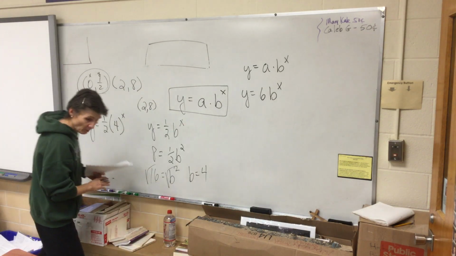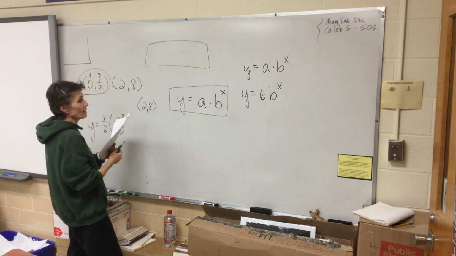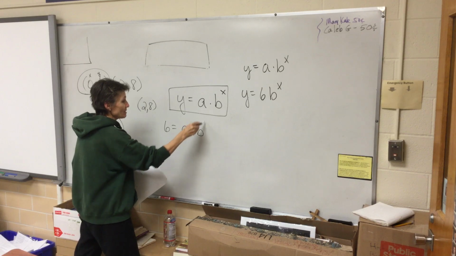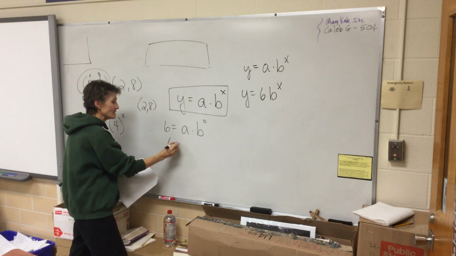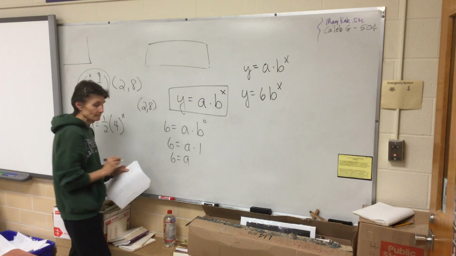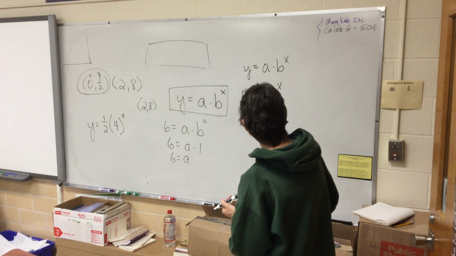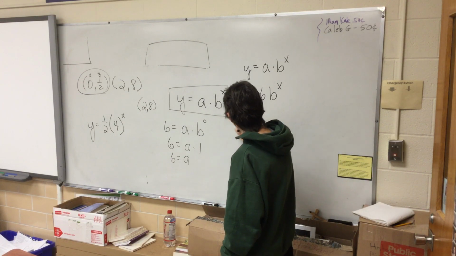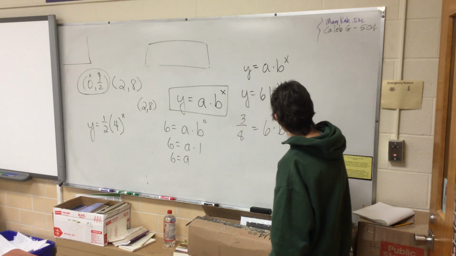So one more time. This is probably the last time I'm going to work that out because it's always exactly the same, okay? So I use this format. I put in 6 for y and 0 for x. Anything to the 0th is always going to be 1. So b to the 0th is just 1. So a is 6. That's going to happen every single time we do it. Now, the other point has a y of 3/8 and an x of 4.